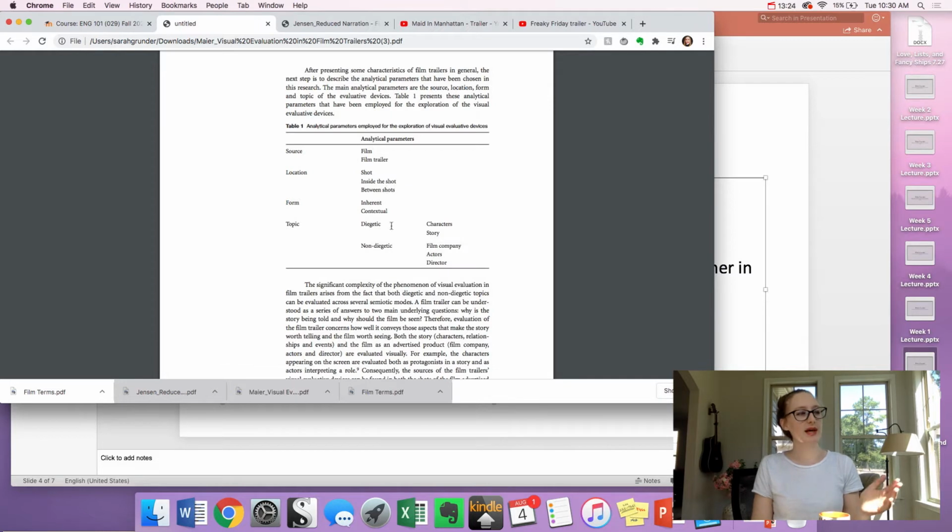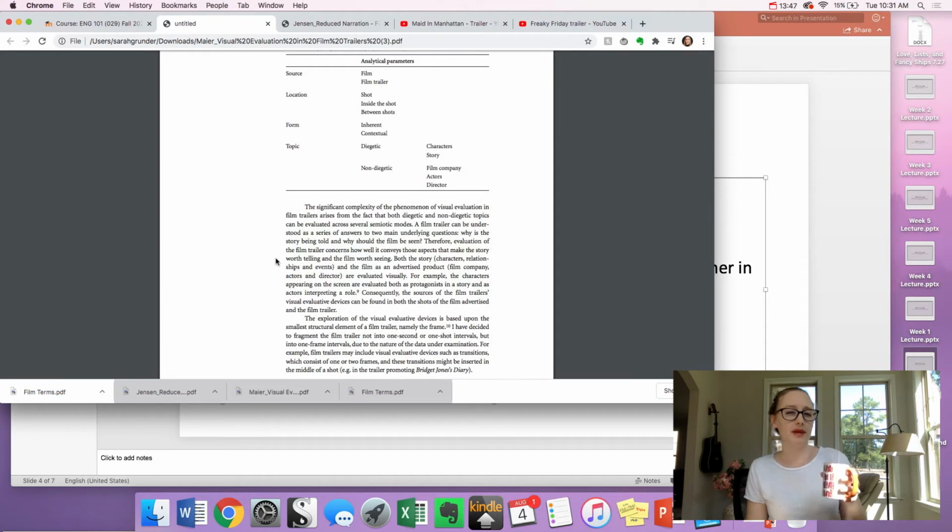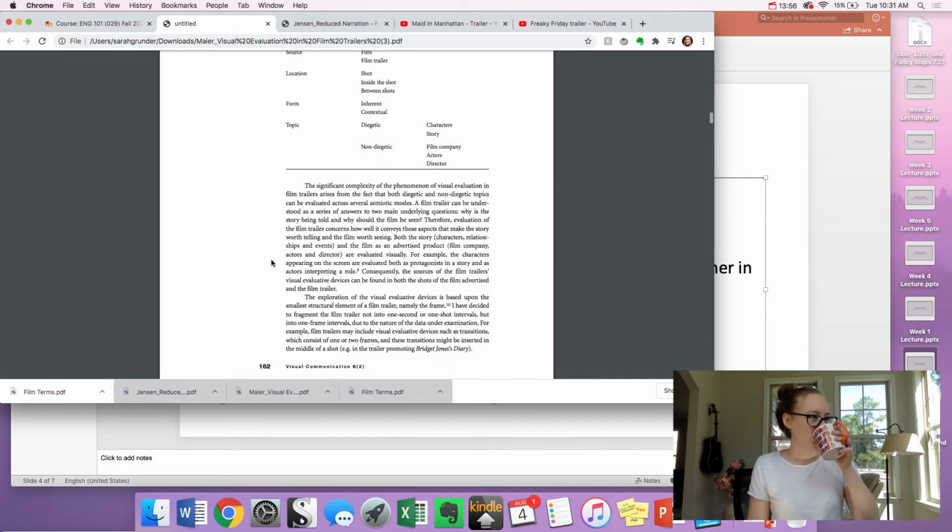Then topic, we talked about diegetic and non-diegetic. So diegetic would be, you're talking about the characters, so I would say Mark Zuckerberg, or you're talking about the story. Whereas non-diegetic, you'll see things like the film company, or if it said Jesse Eisenberg, he's the actor, that is non-diegetic, or the name of the director. We're also going to talk a little bit about ethos, pathos, and logos this week related to film trailers. I don't think that's in my PowerPoint, but we'll get to it.